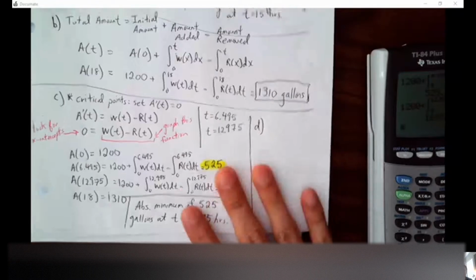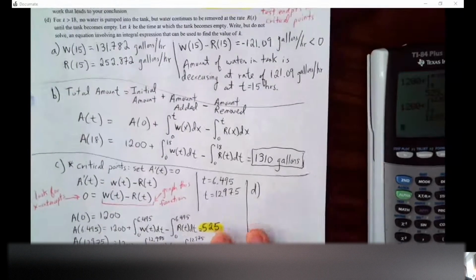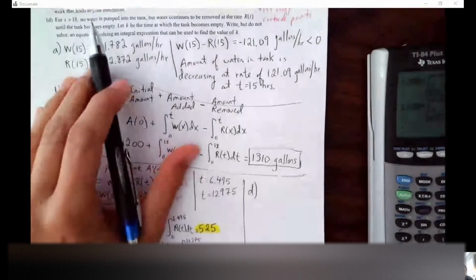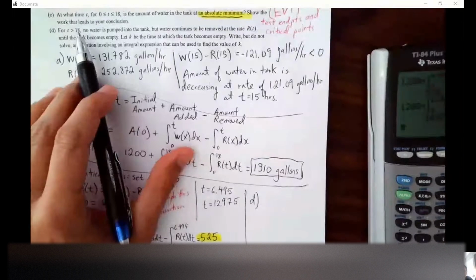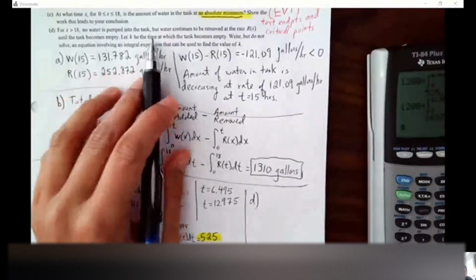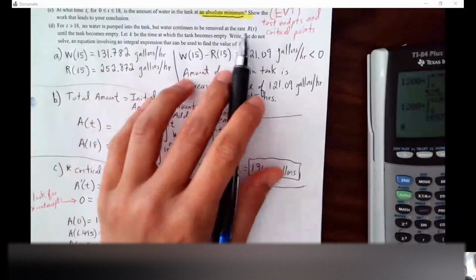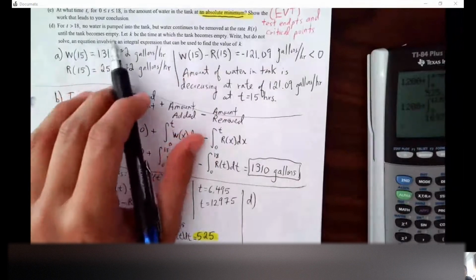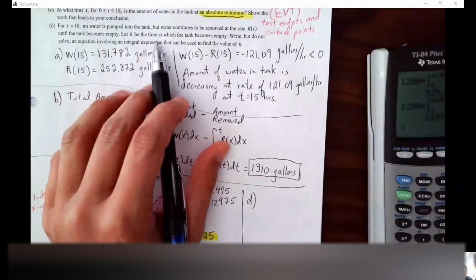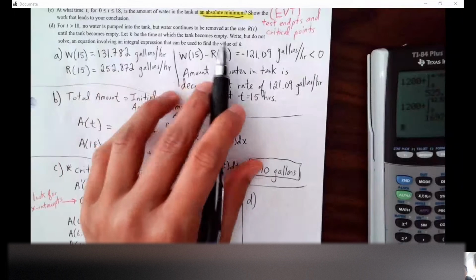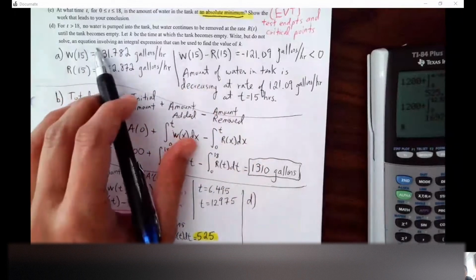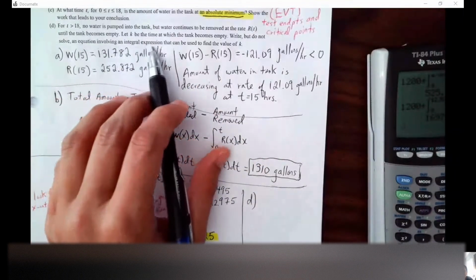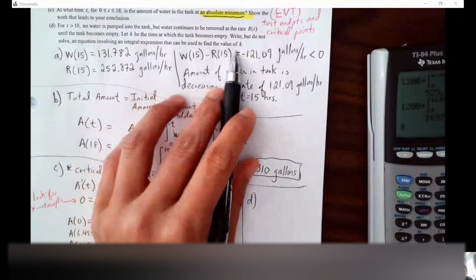Okay, let's look at part D. It says for T values greater than 18 hours, no water is pumped into the tank, but water continues to be removed at the rate of R of T until the tank becomes empty. Let K be the time at which the tank becomes empty. Write but do not evaluate an equation involving the integral expression that can be used to find the value of K.